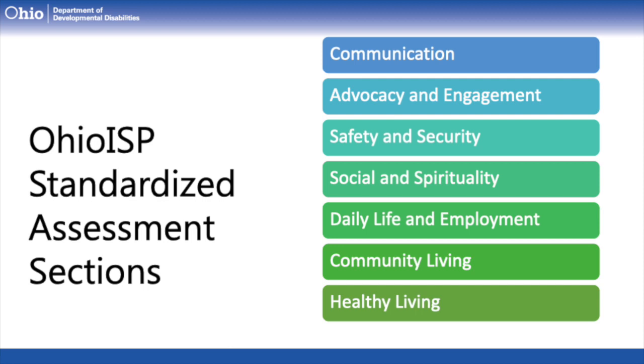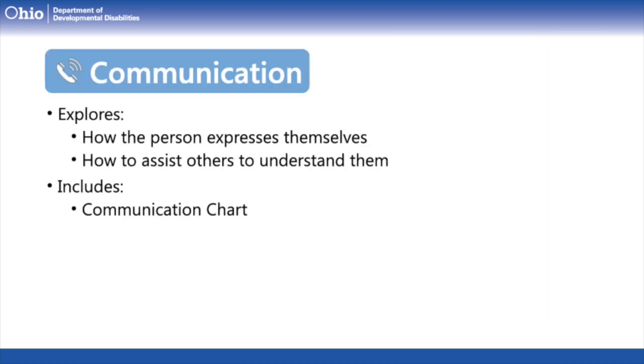Let's take a few minutes to briefly go over what's in each section of the OhioISP. So let's start from the top. Communication. It is key to remember that behaviors are often a form of communication, and that the people closest to the person often understand the many ways the person might communicate. It's important to make sure those folks are giving input.